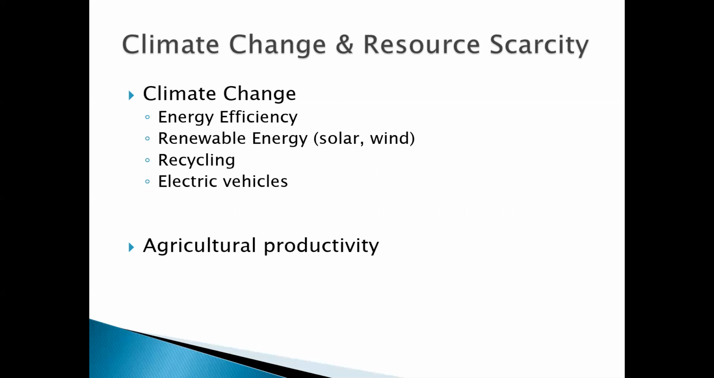The fourth area is climate change and resource scarcity. So we've seen this for some time now. Climate change has been in the news for quite some time, which drives more efficient energy uses, which drives renewable energy, solar, wind, for example. Recycling is part of this. Electric vehicles like Tesla are part of this climate change and resource scarcity.